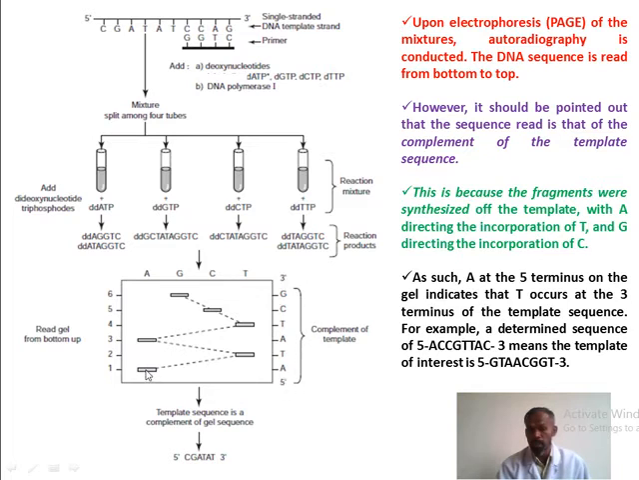So first we need to read from the bottom: A, T, A, T, C, G. This is a complement to the template. This is not the actual sequence, this is a complement. From this we can derive the original template DNA sequence, for example G, C, C, G, and T, A. So this is the actual template sequence, and this is the complement sequence we get from the gel.